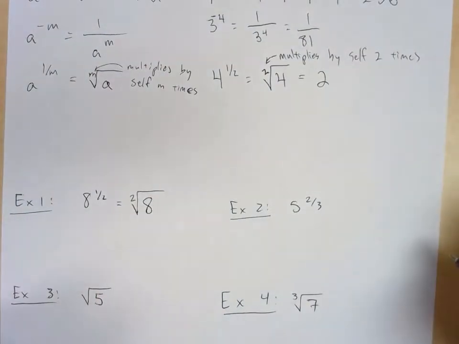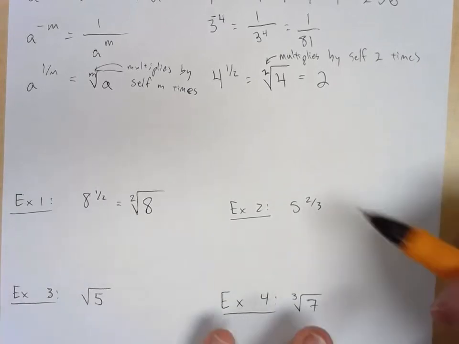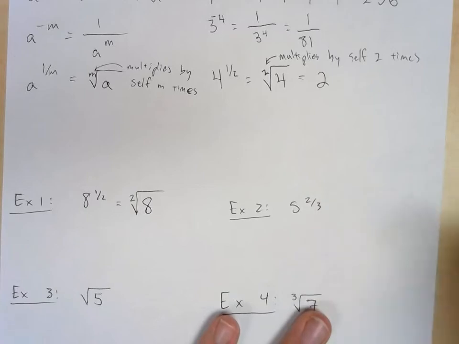And yes, we can simplify, but for this, I know we can't simplify this one. I'm probably going to try to give you things that you can't necessarily simplify. That way, I'm just practicing, can you go back and forth with this? Okay, so example 2 is 5 to the 2/3.